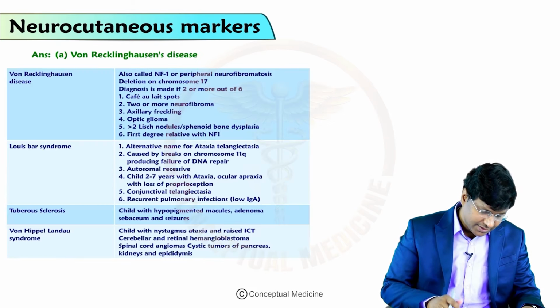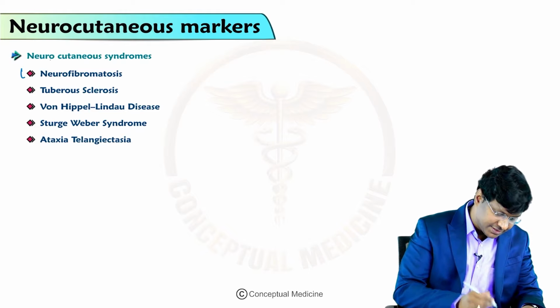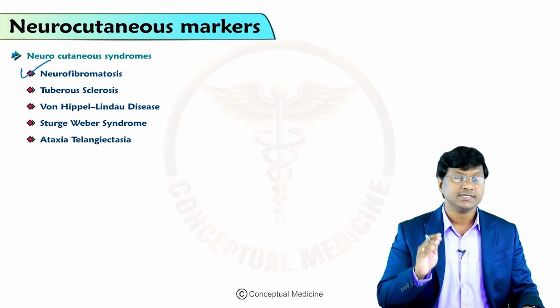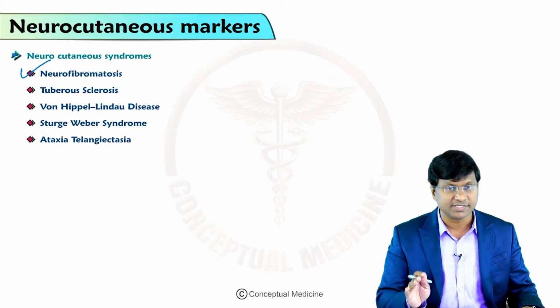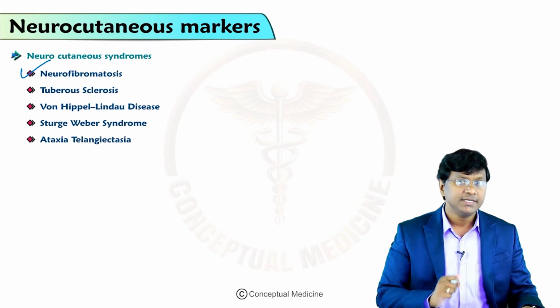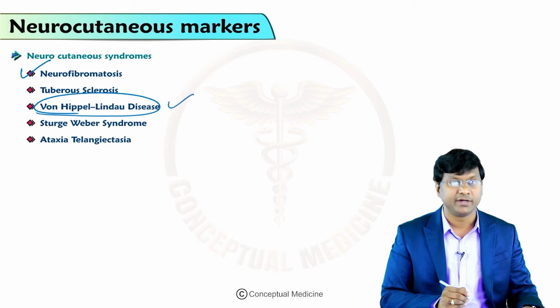Right, now among the neurocutaneous syndromes, what have we discussed until now? We have discussed neurofibromatosis, that is type 1 and type 2. Type 1 is your von Recklinghausen's disease. Now, followed by that, let me take up the discussion of von Hippel-Lindau syndrome.